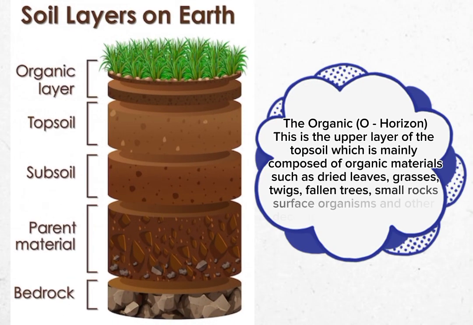Organic. This is the upper layer of the topsoil, which is mainly composed of organic materials such as dried leaves, grasses, twigs, fallen trees, small rock surface organisms, and other decomposed organic matter.